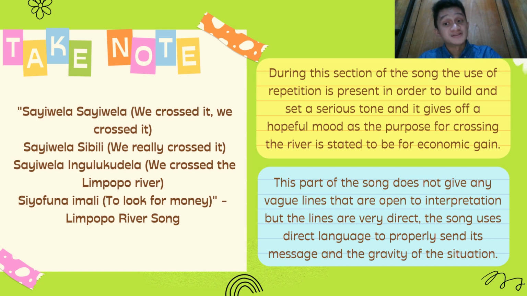During this section of the song, the use of repetition is present in order to build and set a serious tone, and it gives off a hopeful mood, as the purpose for crossing the river is stated to be for economic gain. Life is hard in Africa. This part of the song does not give any vague lines that are open to interpretation, but the lines are very direct. The song uses direct language to properly send its message and the gravity of the situation. No beating around the bush when we're desperate for money.